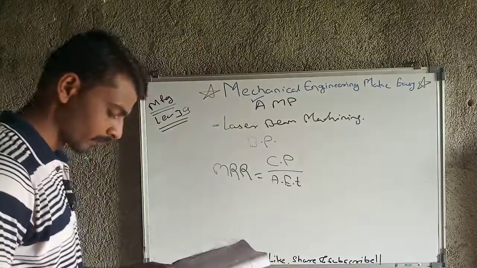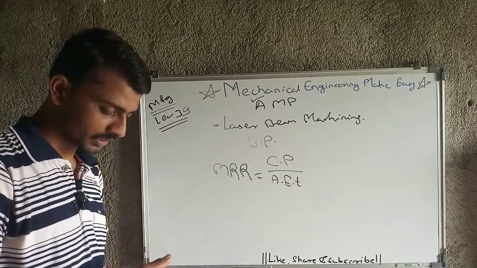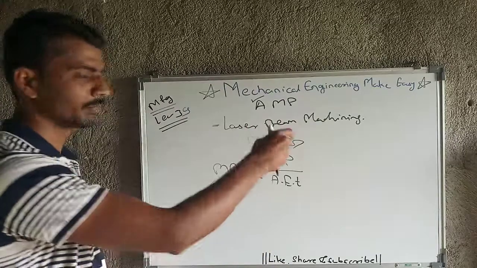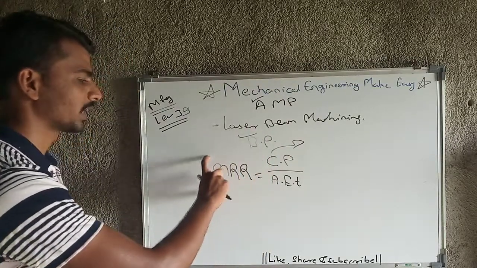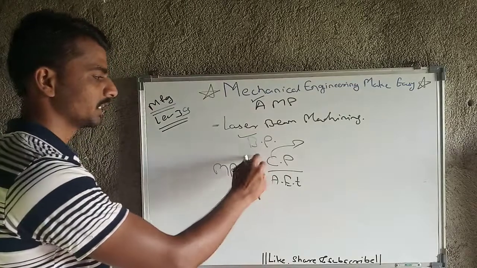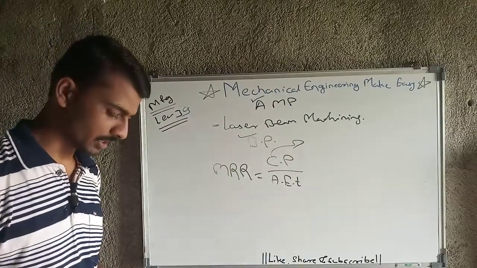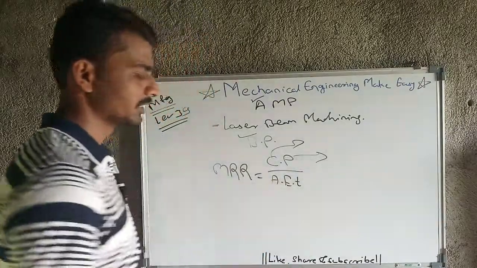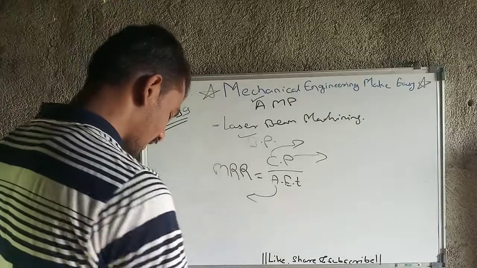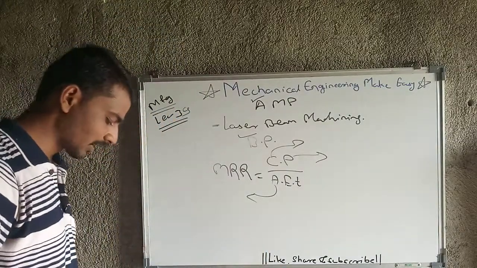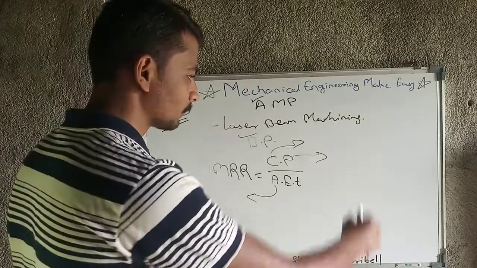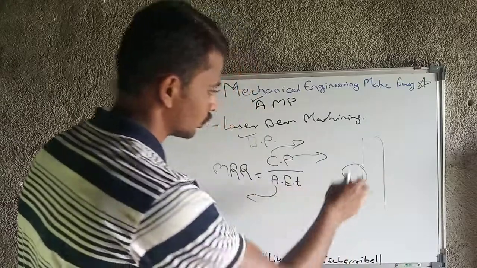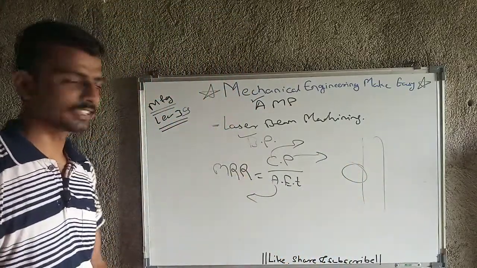AET. So C is constant, which depends on efficiency of laser. We are talking about laser beam machining itself. In bonus point also we have taken MRR formula of laser beam machining. Then next is P, that is power of laser incident on workpiece. Then what is A? A is nothing but area of laser at focal point in mm square. There is one focal point at the workpiece. So the area of laser at the focal point, that is nothing but A.